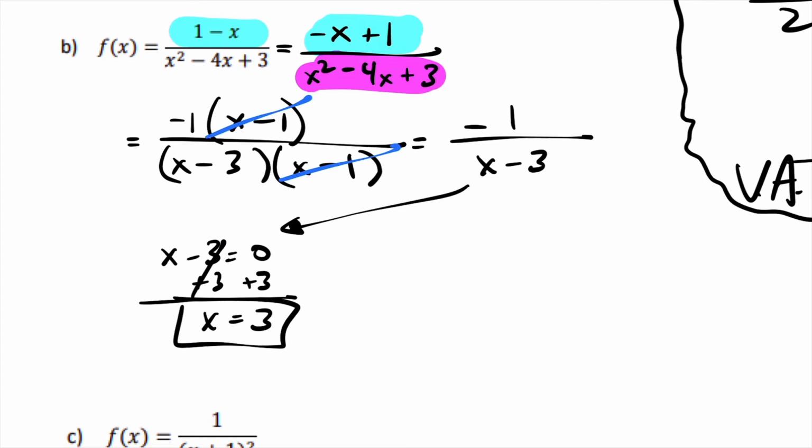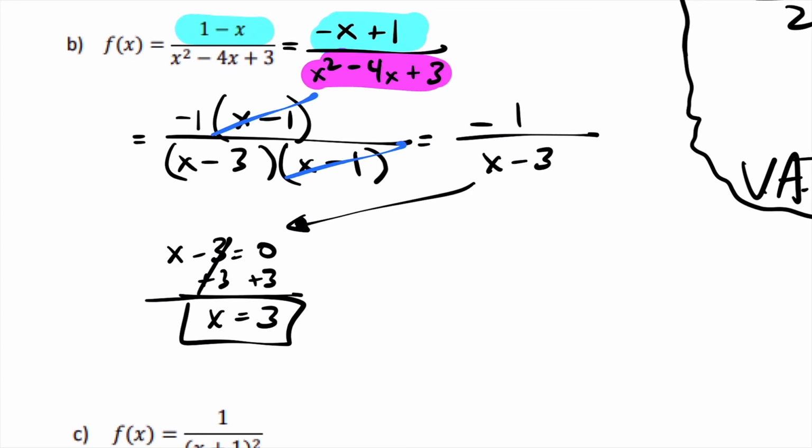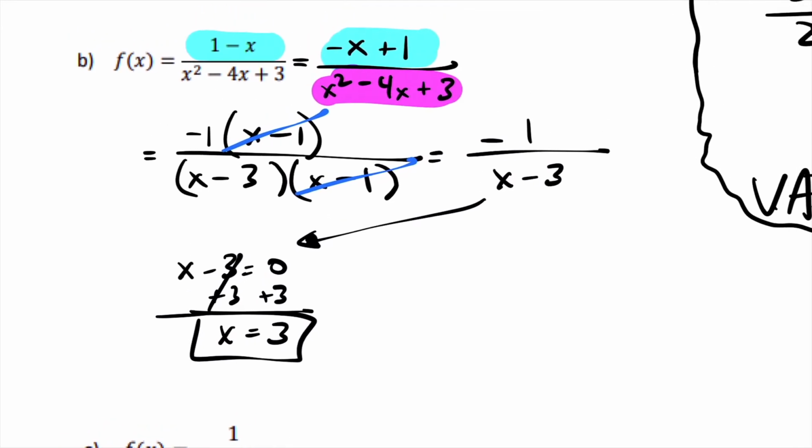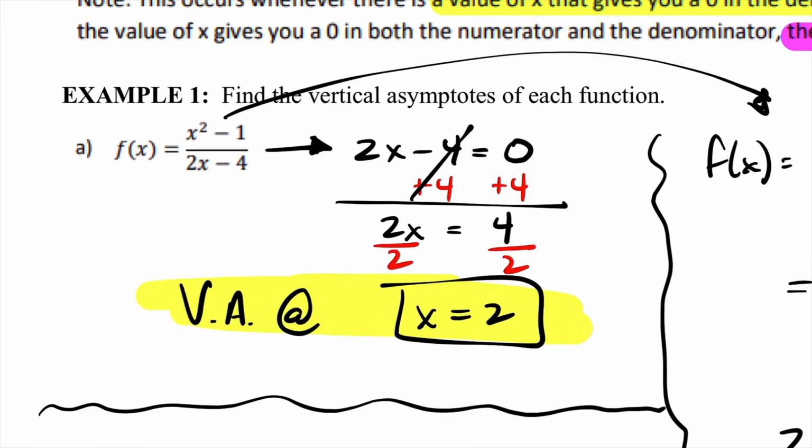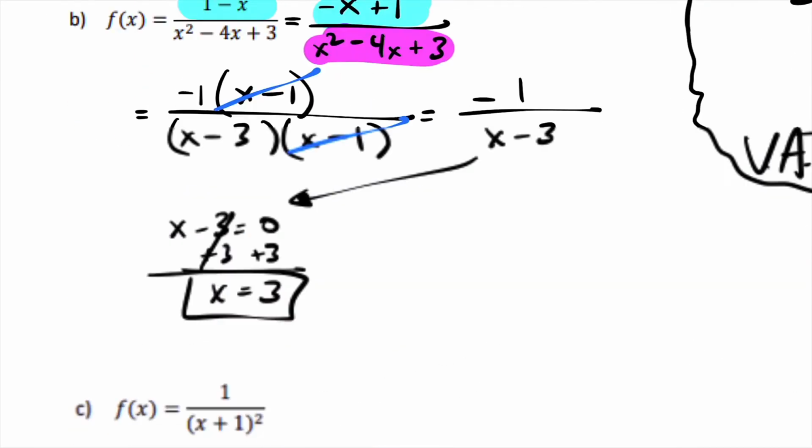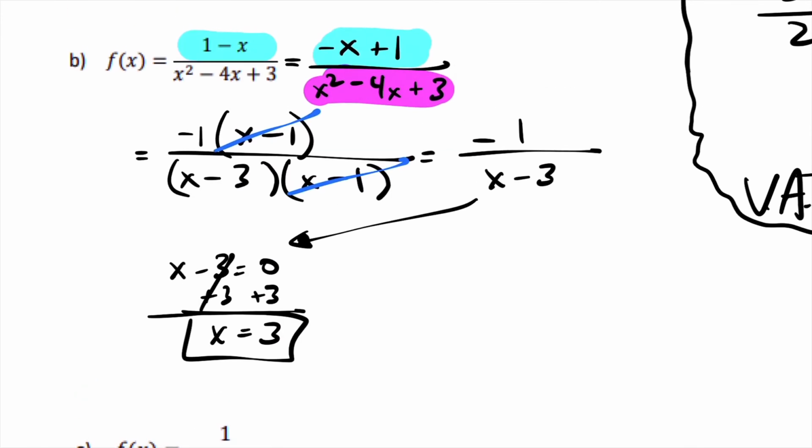So I have +3. Is +3 an asymptote or a hole? We don't even need to do that, because I factored it already, right? If I did it this way, I would absolutely need to plug it back in. You can if you want. It doesn't hurt to plug it back in. It's an extra step, but it doesn't hurt.